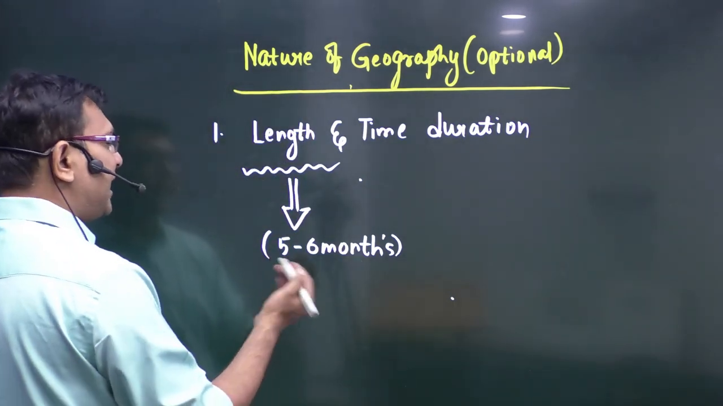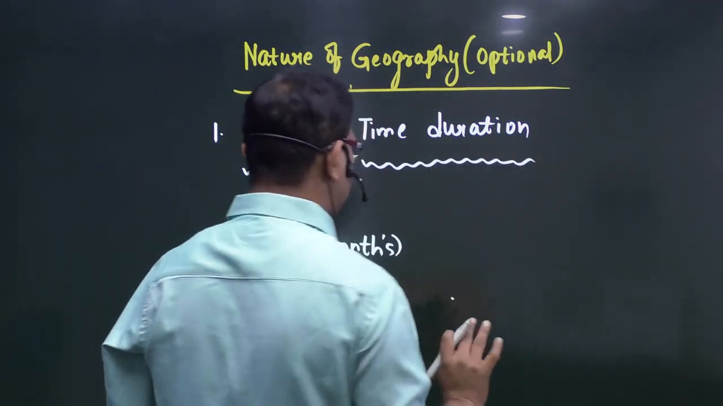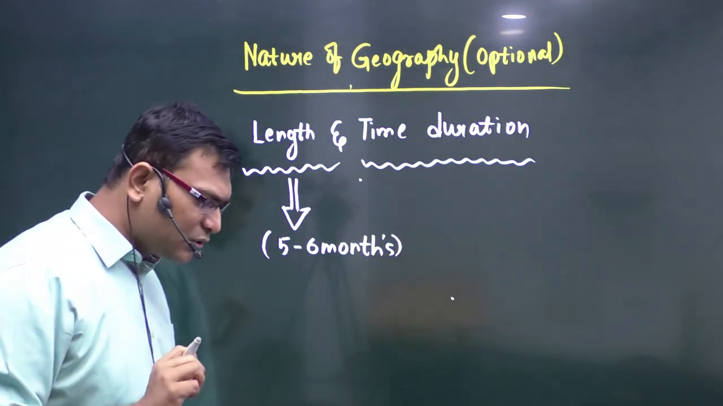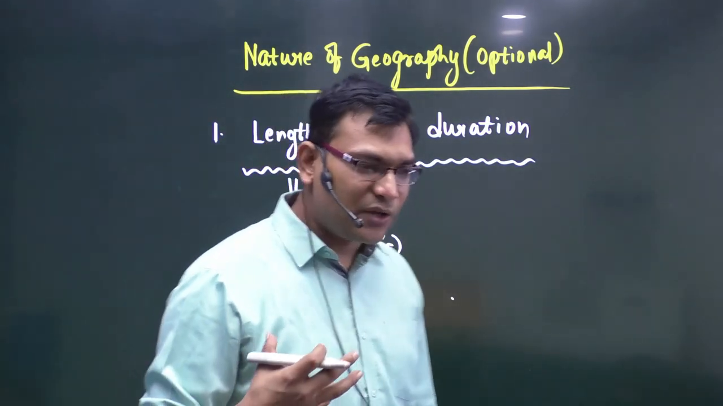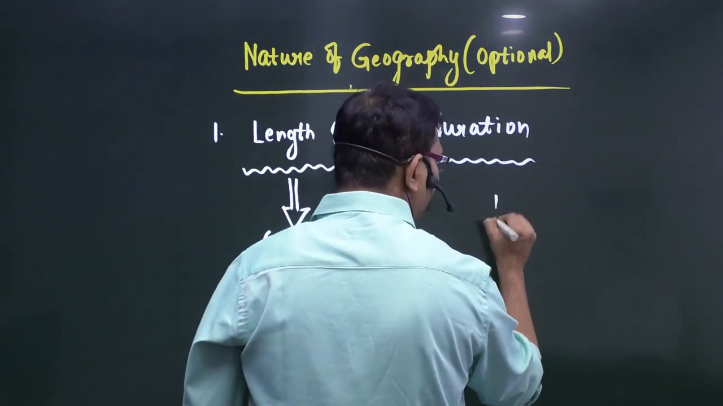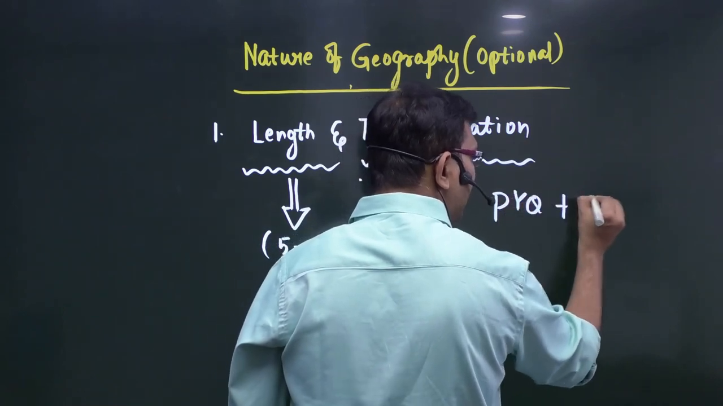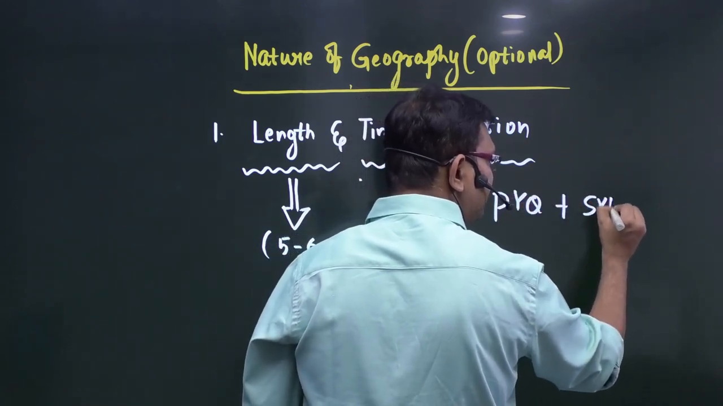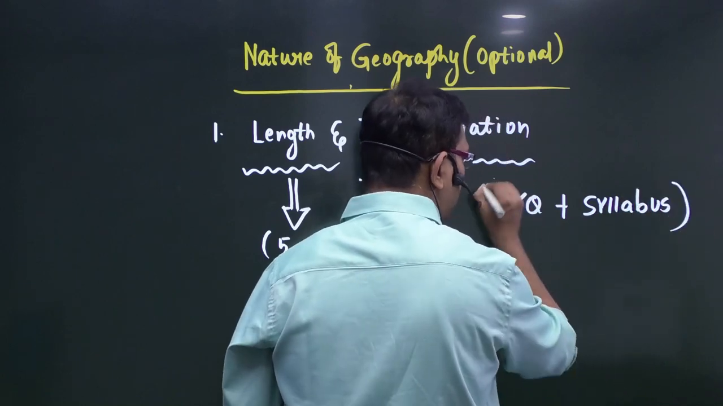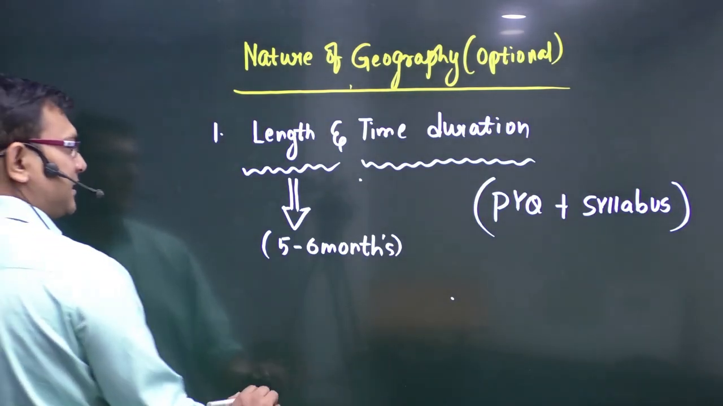So it is lengthy, and the time duration is 5 to 6 months. That is the length and this is the duration. What is this actually? The reality is, if you go through the previous years' questions plus the syllabus, then you will know what the geography optional is all about. Number one is that.